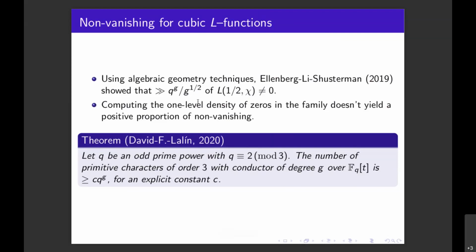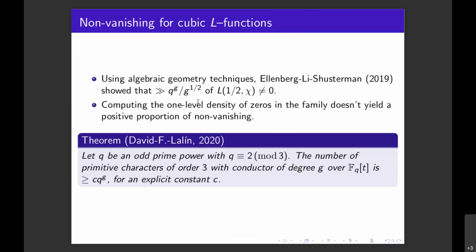However, very recently with Chantal and Mathilde, we show that if we work again in the non-Kummer case, so Q is congruent to 2 mod 3, then the number of primitive cubic characters with conductor of degree G is bigger than some explicit constant C times Q to the G. So we do get a positive proportion. And I should say that this explicit constant C, I didn't write it down here, it's really, really small. However, it is a positive proportion.